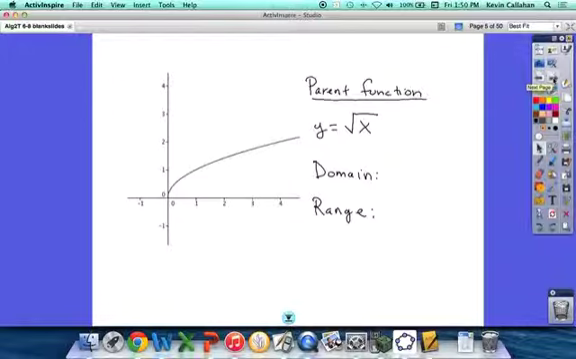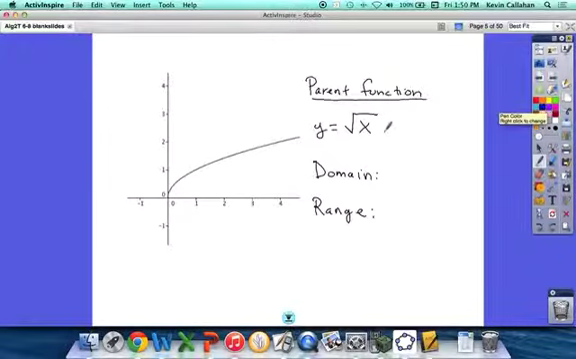So here's the parent function. Most of what we're doing today is just moving it around like we've already done with absolute values and quadratics. It's all very familiar and goes very quickly. But we should mention, especially in this class, domain and range, because it's something that gives us trouble, and this is really where it just starts to be presented.